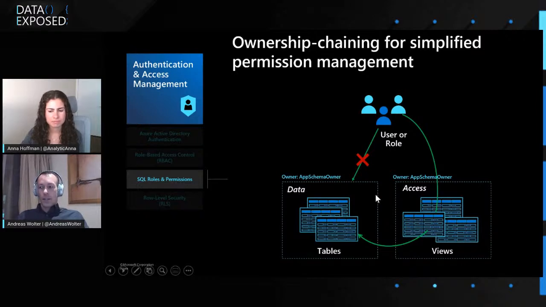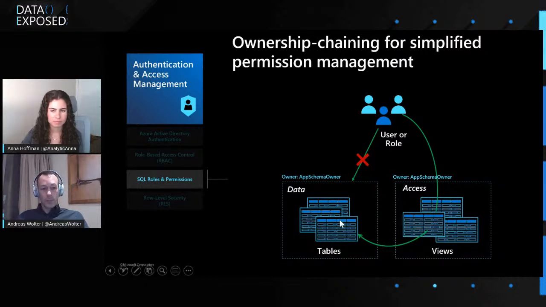So the idea here is basically that as long as the object owners are the same between the views and the tables, this is the chain, same owner, app schema owner. If you then place the select permission on the higher level, in this case, the view, or the whole schema containing the view, you do not need to grant explicit select on the lower level objects, like the tables here, but they can use the views just fine and access the data.